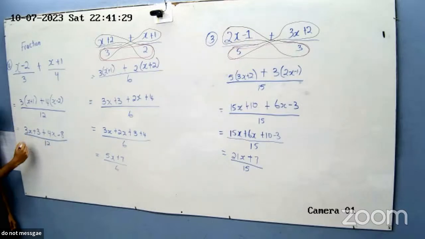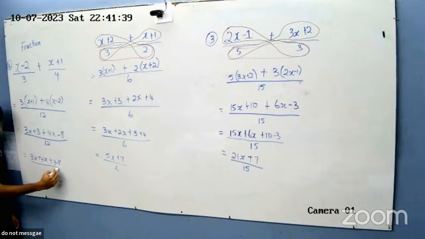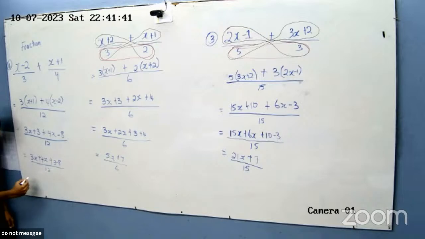You group their like terms together. They'll remain with 7x minus 5. Right? Did I get that right?